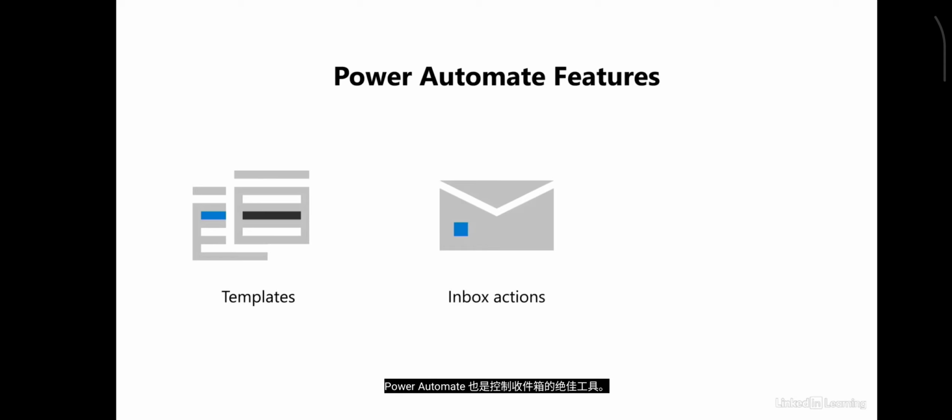Power Automate is also a great tool to keep your inbox under control. You can save email attachments to OneDrive for Business, set up a flow to get approval for holiday requests, or immediately respond to clients who fill out a form.